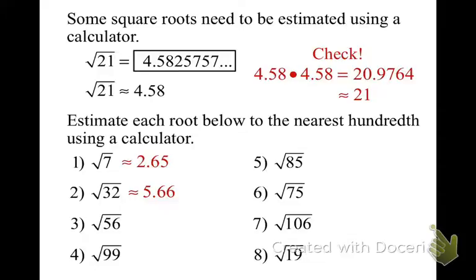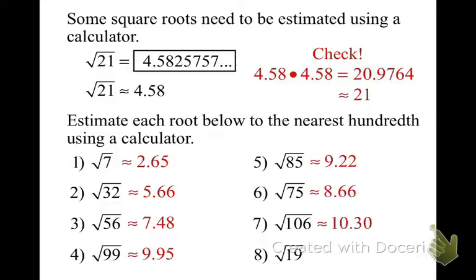I got 9.9. 9.9, that means it would be for number 5? 9.9, you're almost at 100. 85 is not almost at 100, it's closer to 81. Does that make sense? All right, let's move on.